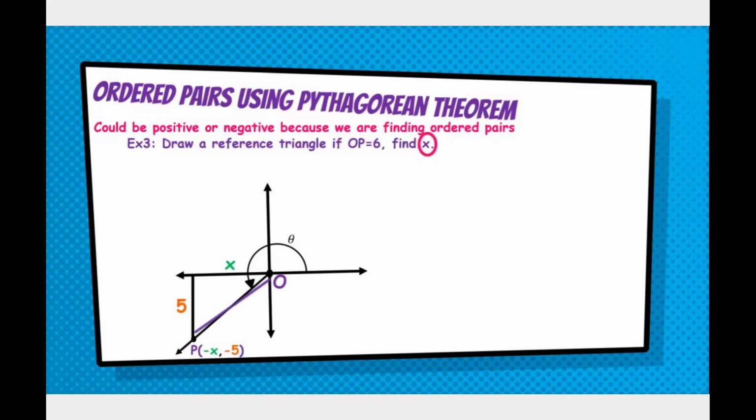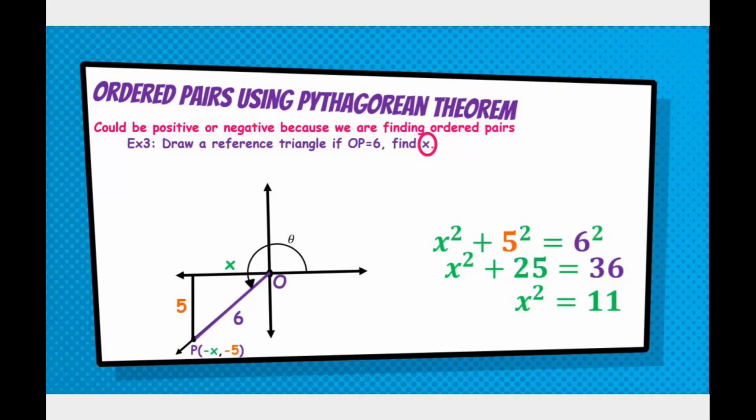I'm given my hypotenuse is 6, and so I'm going to set this up like this, like so. And notice my hypotenuse is by itself, which it should be, opposite of the 90-degree angle. I'm going to subtract 25 from both sides and I get 11.